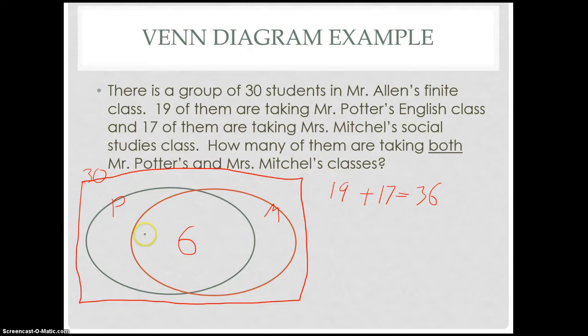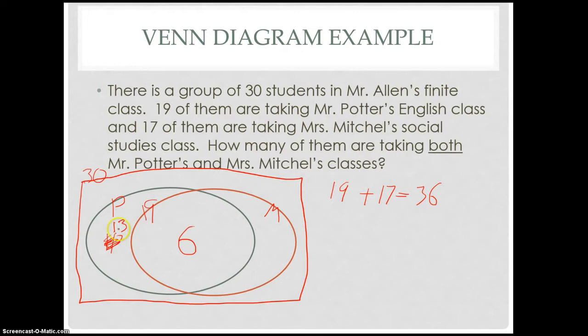Now let me explain how I got that. Remember, I said that there were 19 students taking Potter's class. Well, there is 6 more than 30, right? There was 36 here. So 6 subtracted from 19 is 11. Now I want you to notice this. This gray circle here represents all the students that are taking Mr. Potter's class. Oh, that's not 11. That should be 13, I think. Oops. Okay, I'm screwing this up here. Forget that. Should be 13 right here, right?